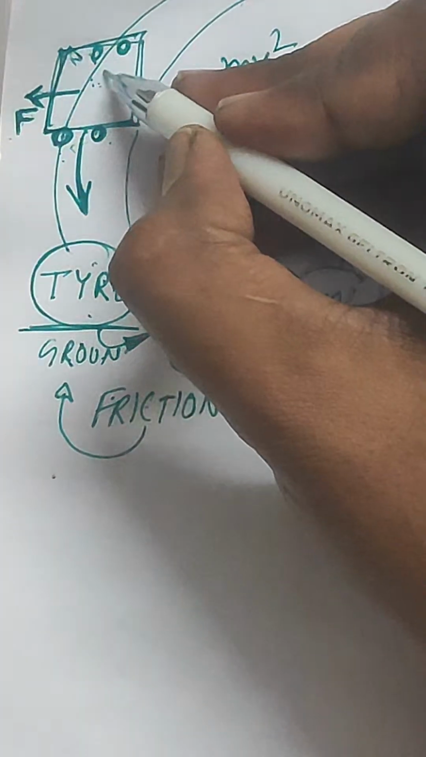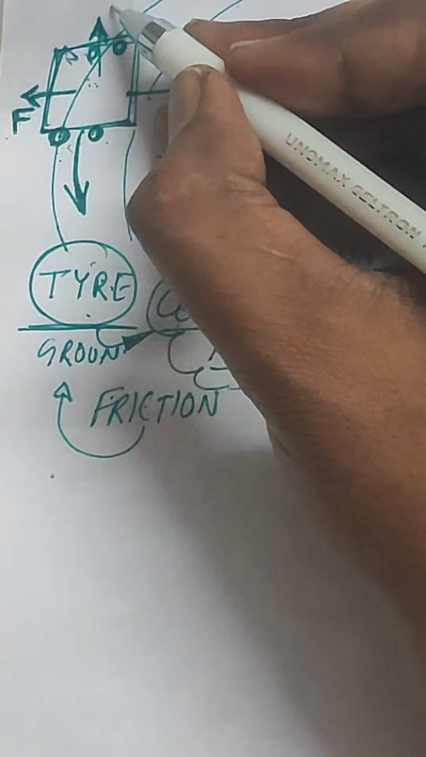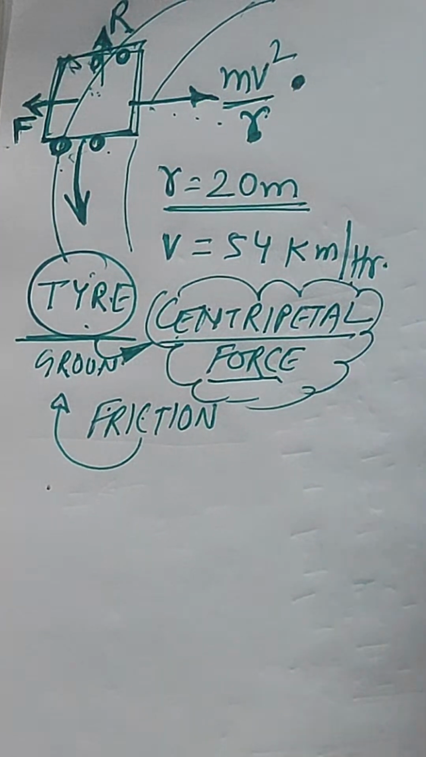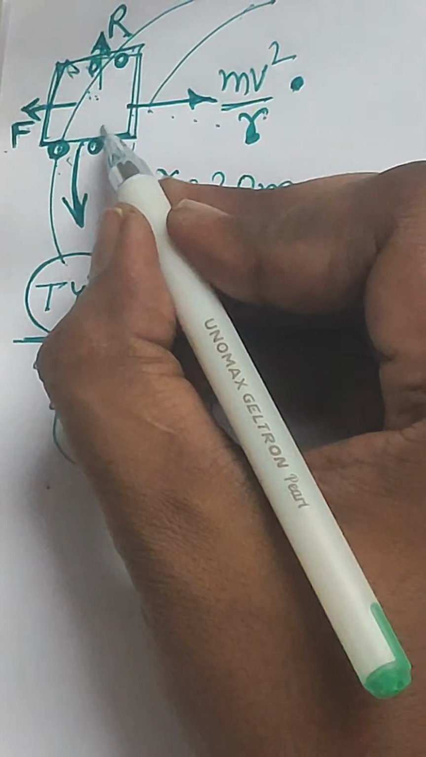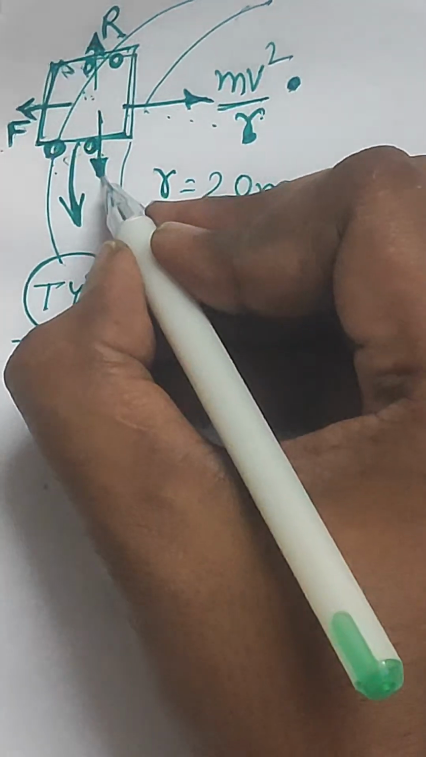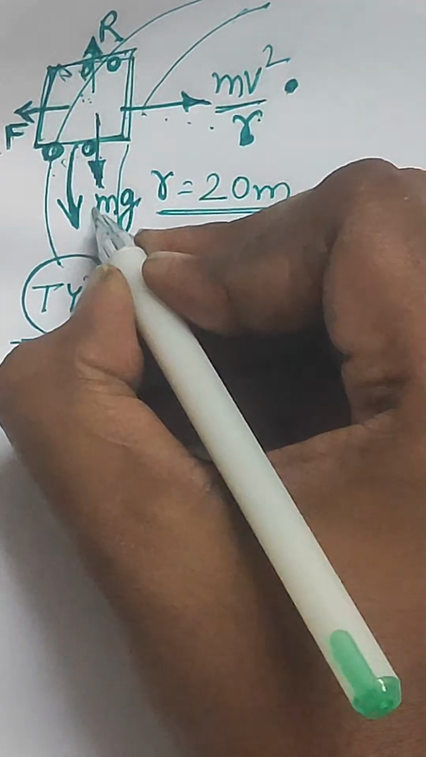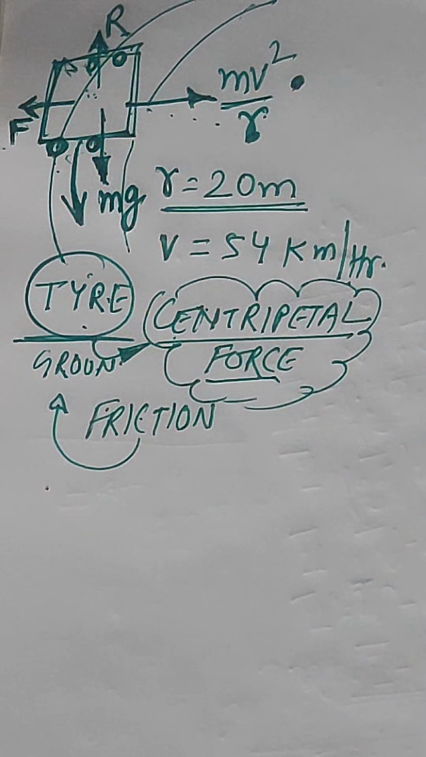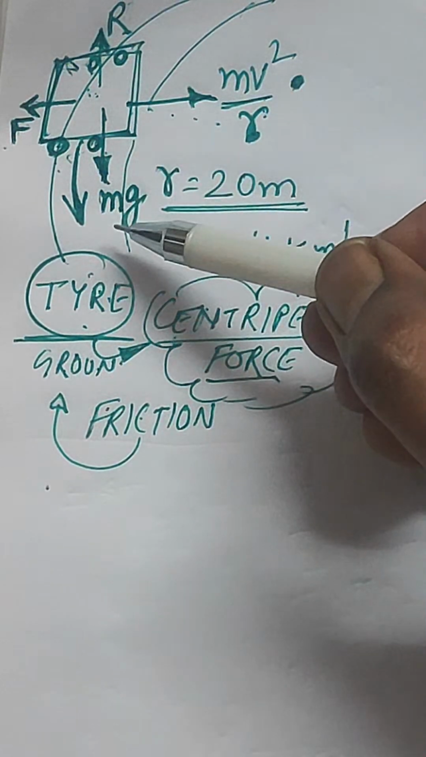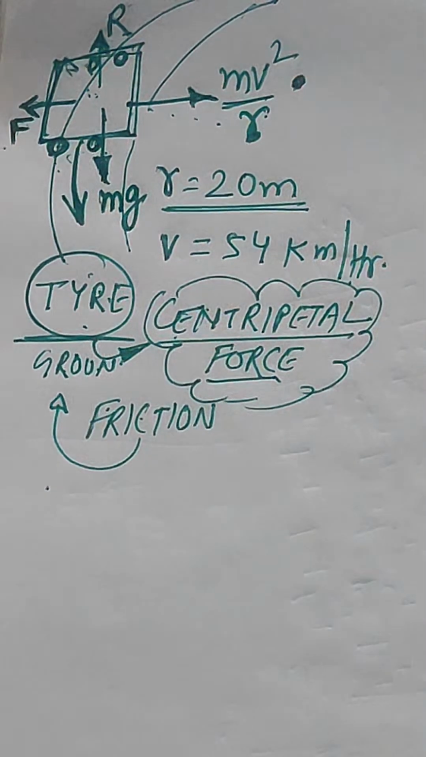Now there will be a normal reaction for the car, because the car is standing or running on the ground. Let us say it is R, and the weight of the car, which is directed downward towards the ground, is mg. So R, the normal reaction, on the top, mg on the bottom, and mv square by r towards the center, and this F as we discussed.